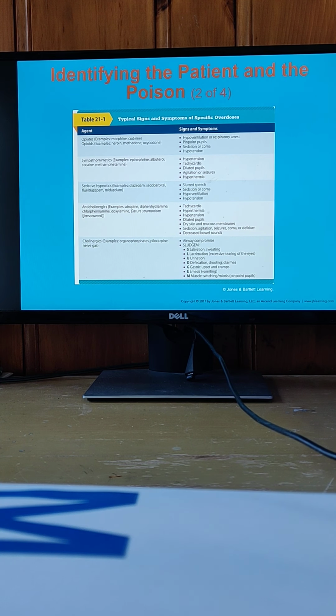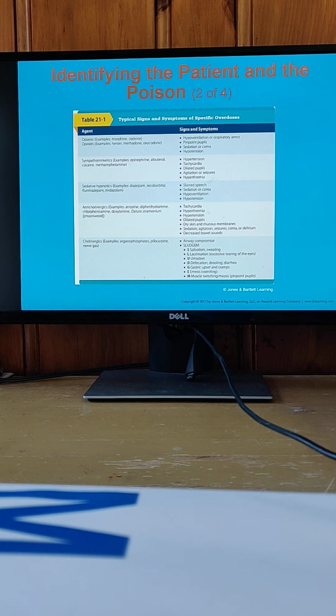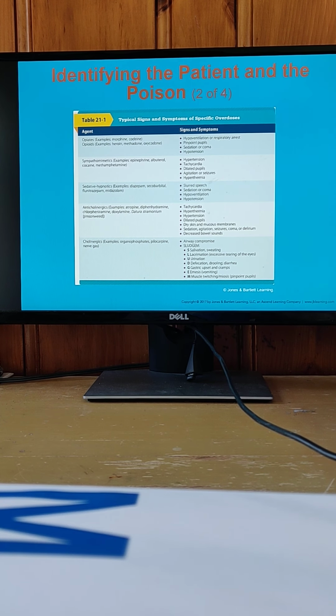So, next thing. Identifying the patient and the poison. We're not poison scientists, specialists. We can't remember everything. But just like with the heart attack, just like with cardiac arrest, just like in the chapter that we just ended up discussing, immunologic emergencies, we need to be able to identify, based off of the signs and symptoms, or just off the signs, that something's not right with the patient.